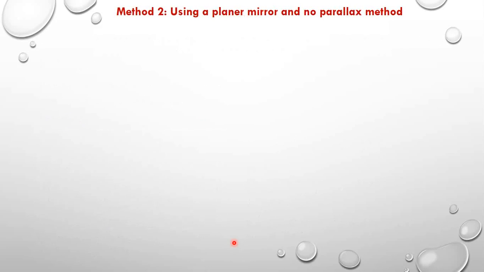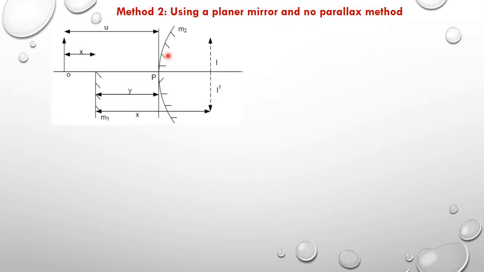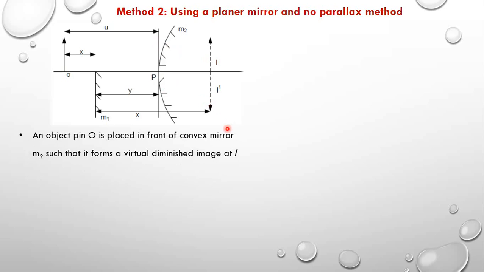Let's look at the second method here, using a plane mirror and a no parallax method. So here we shall have the final setup, but before we achieve this setup, we are going to have an object O placed in front of a convex mirror M2, and it will be forming a virtual image I behind that convex mirror. So that image I is going to be seen, and we need to locate that image position.